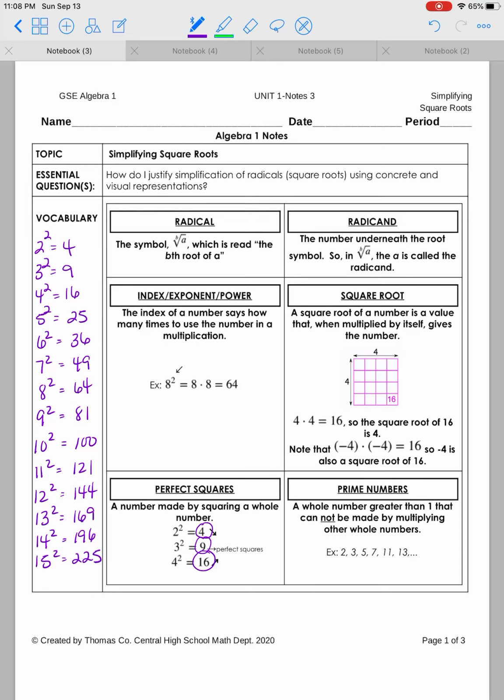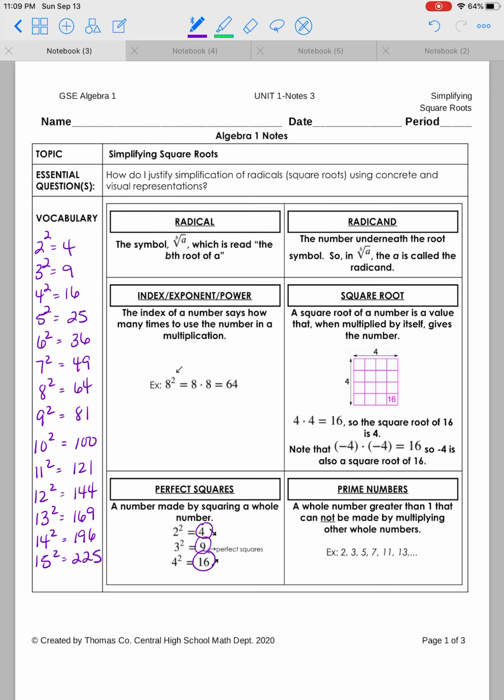You need to know all of these. You should have all of these memorized. Now, in a minute, we're going to be taking the square roots. So if I say, what's the square root of 25? What number times itself gives me 25? 5 times 5. So the square root of 25 is 5. If I say, what's the square root of 121? Well, what number times itself gives me 121? That's 11. 11 times 11.